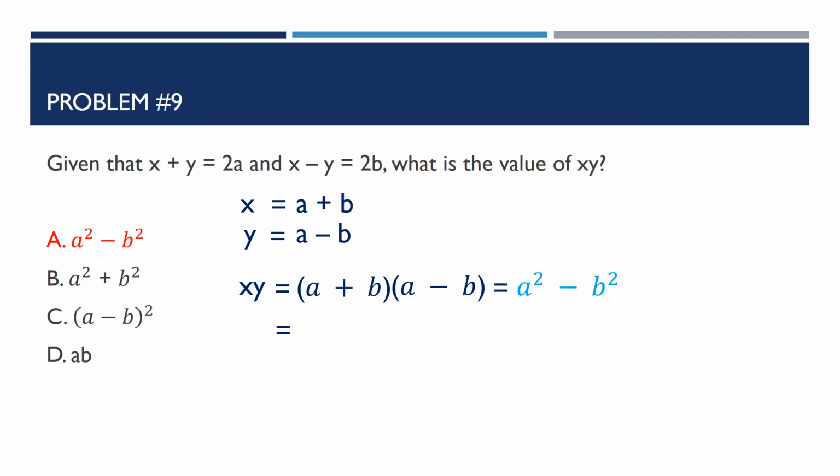So we'll just multiply A times A is A squared, A times negative B is negative AB, B times A is AB, or BA, it's the same. B times negative B is negative B squared. And then we can combine these two, negative AB and positive AB, that's 0. So what's left is A squared minus B squared, so it's the same answer. So either you do it manually or you're familiar with the difference of two squares, you'll get the same answer. So that's the number 9.